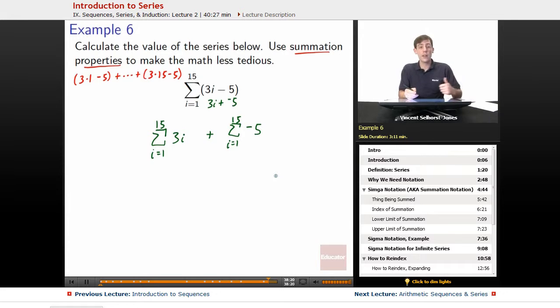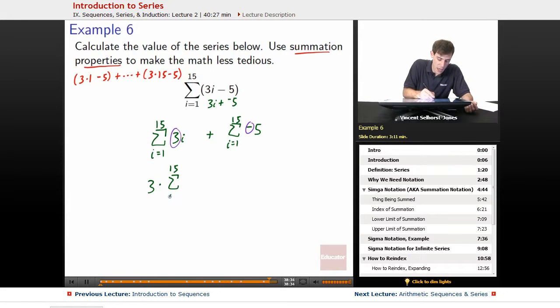Cool. We were allowed to pull out constants, right? So we've got this constant of a 3 here. We've got this constant of a negative 1 here, effectively. So we can pull those out front. We can now write this as 3 times the summation of i equals 1 to 15 of i, minus the summation from i equals 1 to 15 of 5.